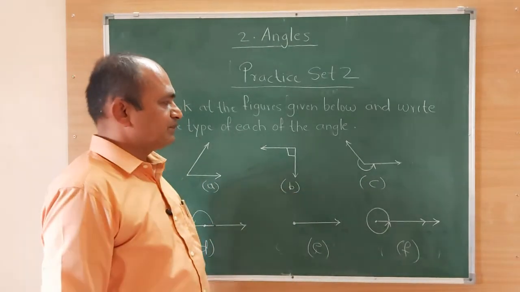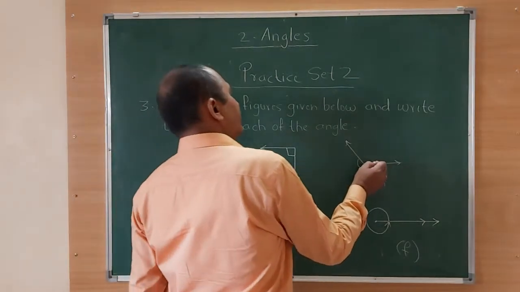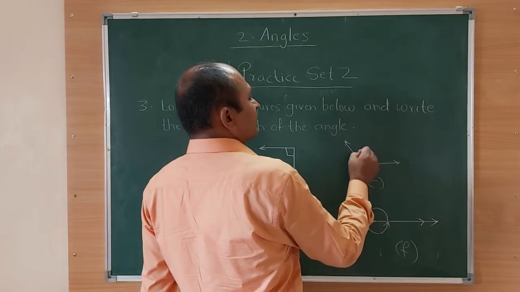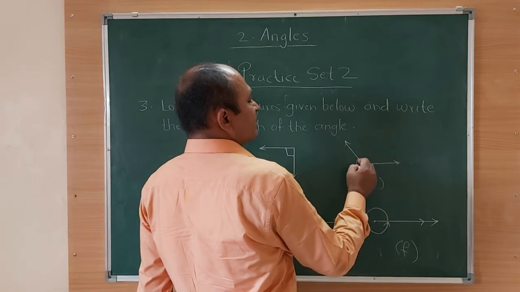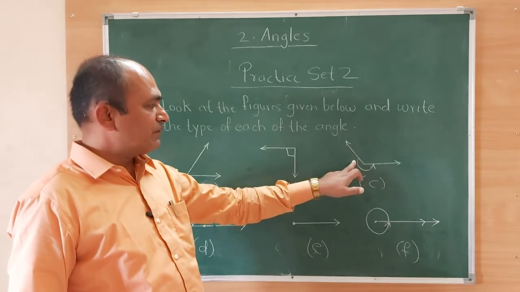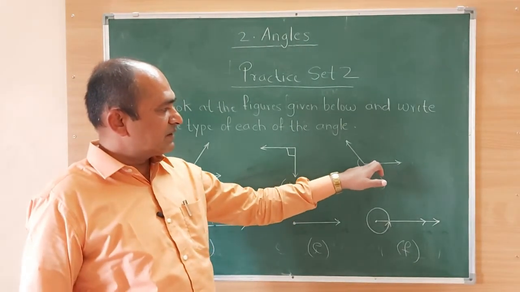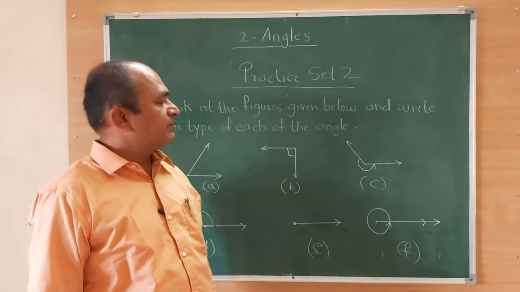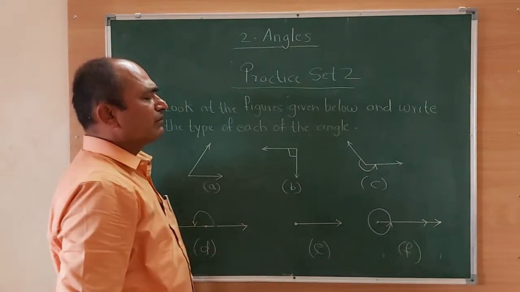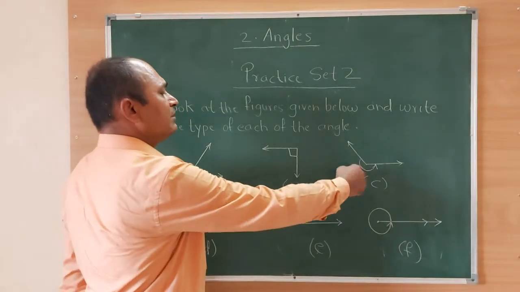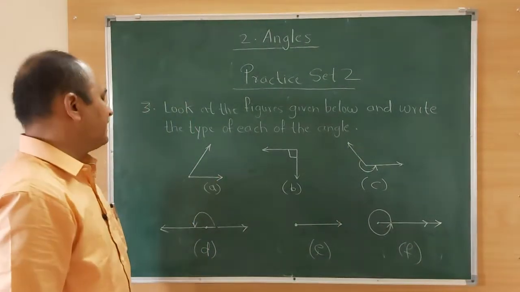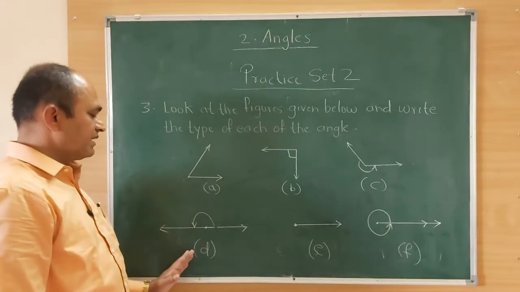Now this angle. Here we don't have to measure from this arm to this arm, we have to measure from this arm to this arm. This arrow shows like that. So can you make out whether it will be more than 180 or less than 180? Yes, exactly, it will be more than 180 degree but less than 360 degree. So this is the reflex angle.